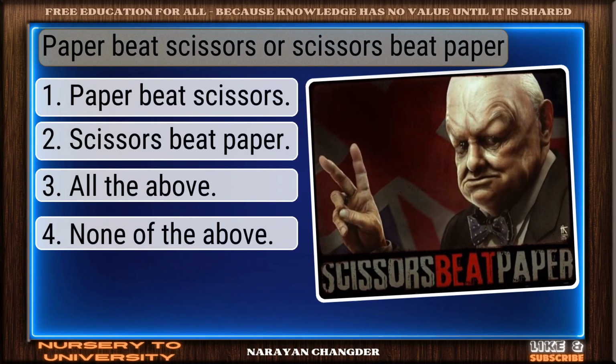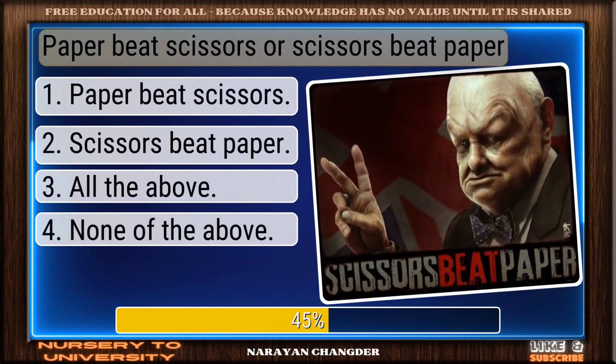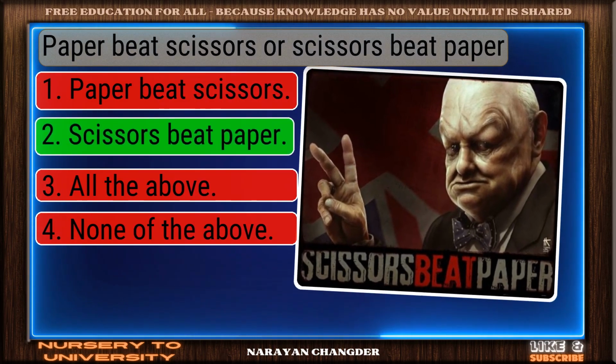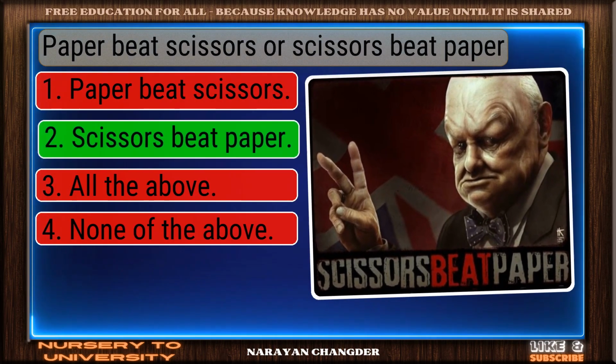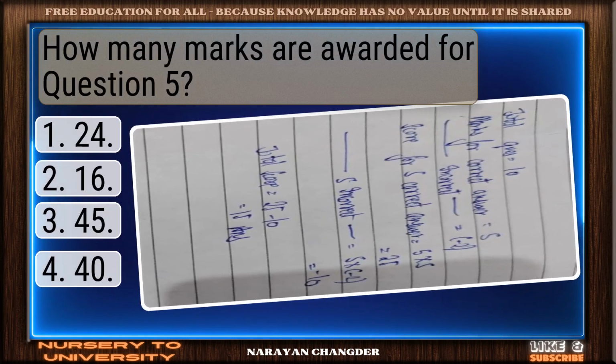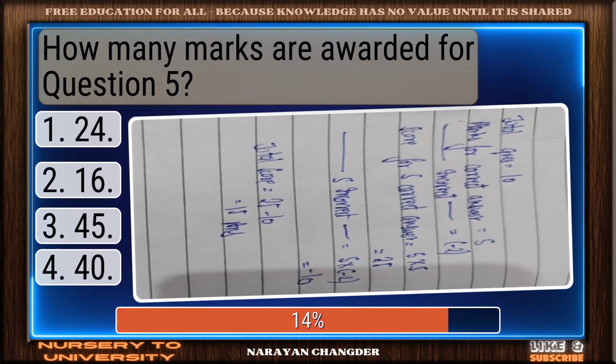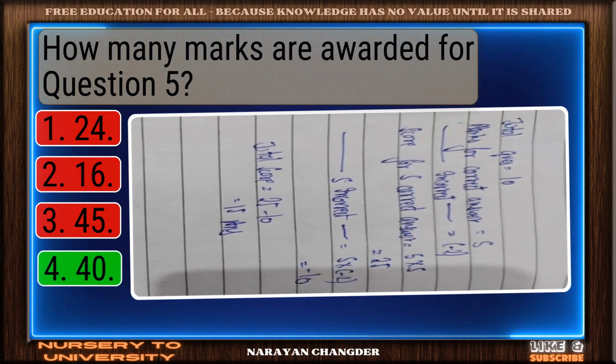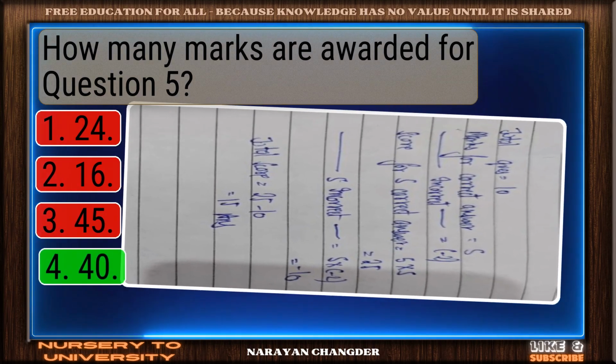Paper beats scissors or scissors beat paper. Exactly. Scissors beat paper makes sense, and it is right choice. How many marks are awarded for question 5? Sharp thinking. 40 is the right choice.